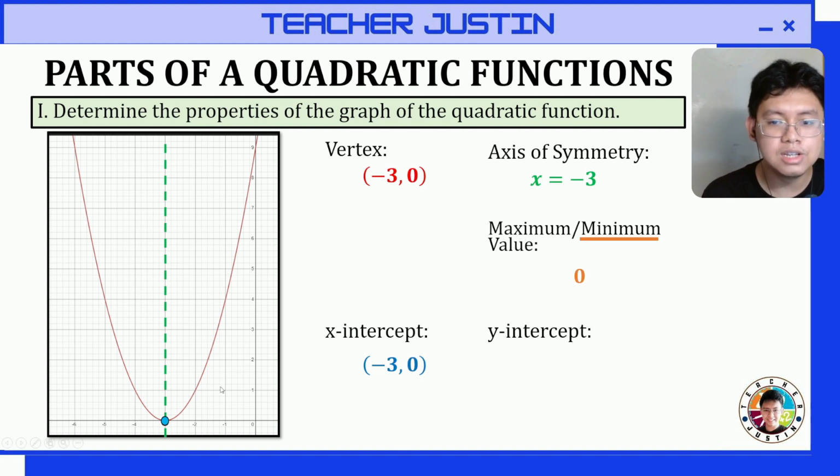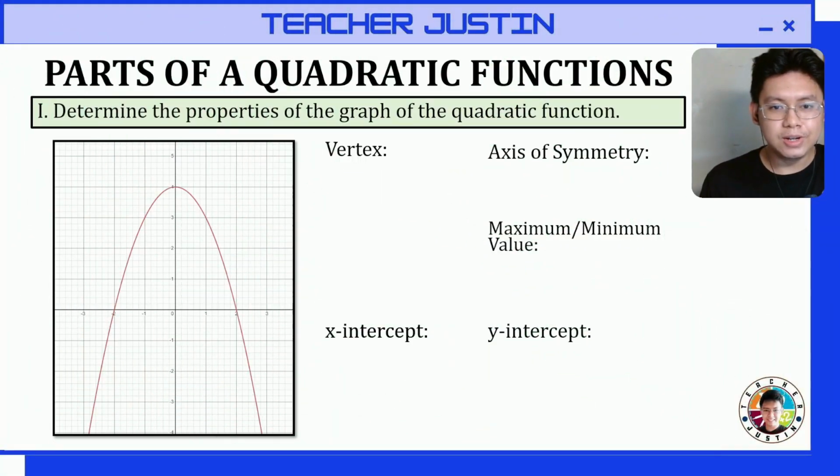Now, punta naman tayo sa y-intercept. So, let's look at the graph and this is our y-axis. So, ano yung part ng graph natin kung saan nag-intersect si parabola at yung ating y-axis? So, it is located here. So, yung y-intercept natin is located at 0, 9. And that will complete our properties of our quadratic function. Tada!